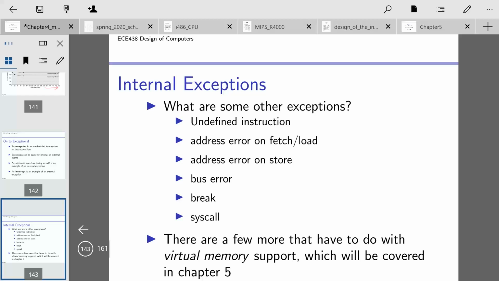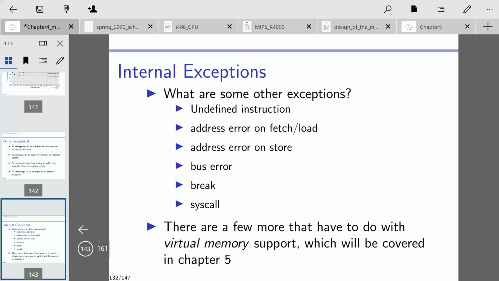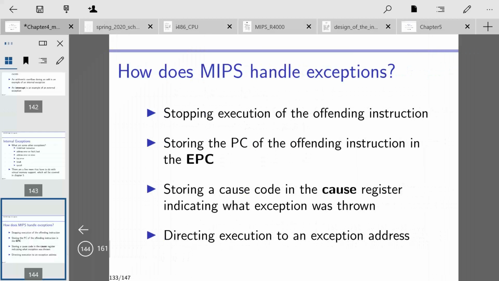It's up to the system designer how to handle these various exceptions. But from the hardware perspective, we have to provide a mechanism for gracefully recovering from them. So if you recall, in our pipelined architecture, for MIPS, we stop executing the offending instruction, and we store the PC of the offending instruction in the EPC. Then we store a cause code in the cause register, which allows our exception handler to determine what caused the exception. The EPC allows it to know where to return to. It also points to which instruction caused the exception.